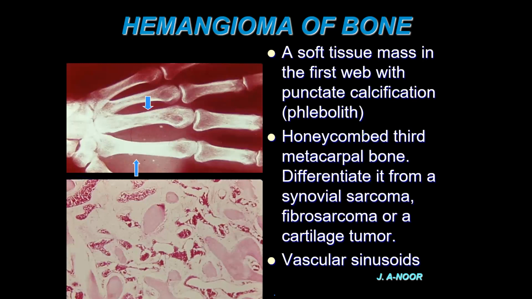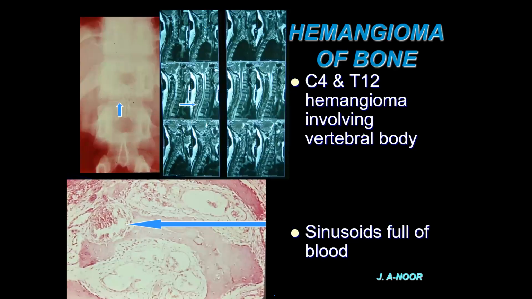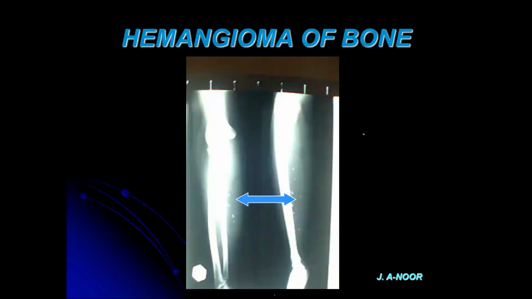Appears calcified. So you have to include this in the differential diagnosis. This is a hemangioma of bone from C4 and T12. See that there are sinusoids full of blood. This is a hemangioma of bone with multiple phleboliths.